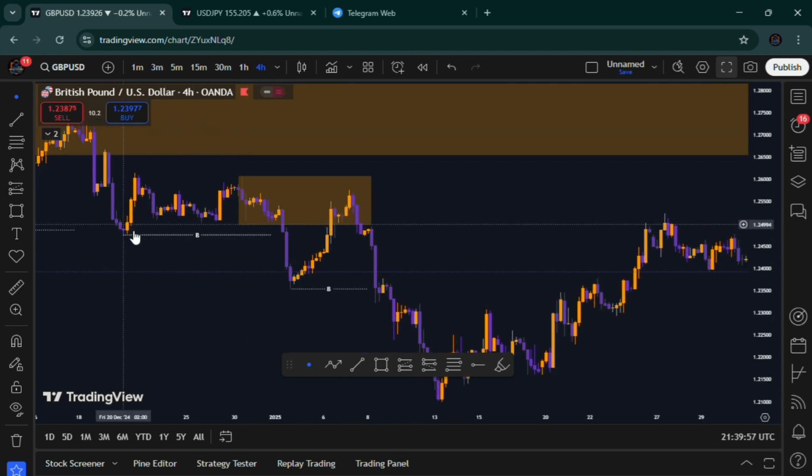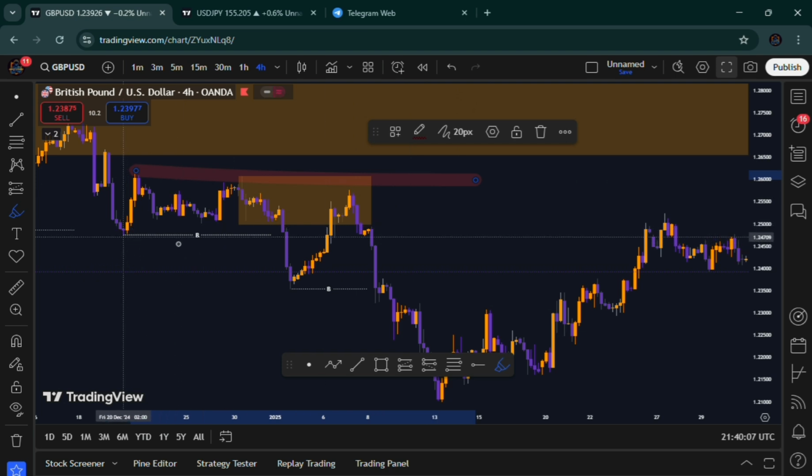We have 1, 2, and 3. This is the high and this is the low. Now let me just mark this out for you to understand. Now this is the high and this is the low of this candle. Now we have this valid pullback here and it breaks structure, giving us a valid breakout structure.